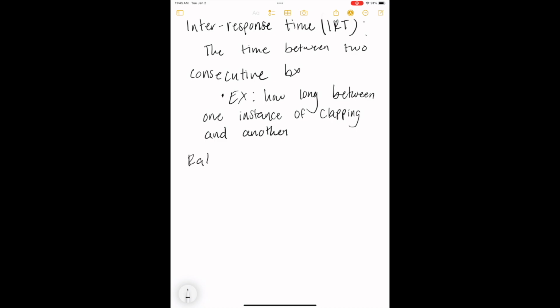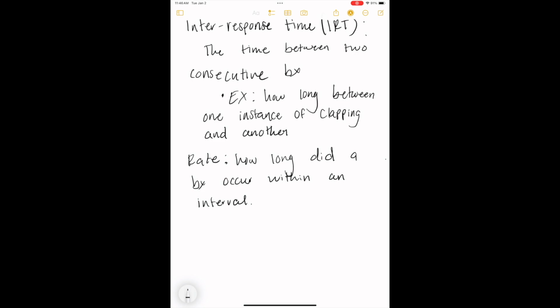And then there is rate, which it doesn't say here on the competency form, but you do need to know that rate is how long did a behavior occur within an interval. That's rate. How long did a behavior occur within an interval?